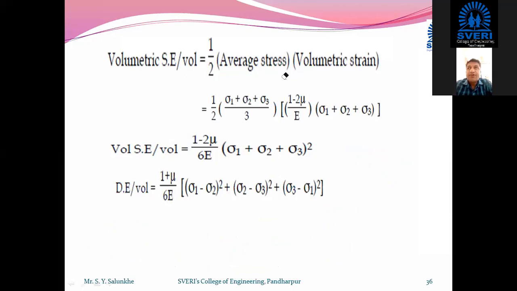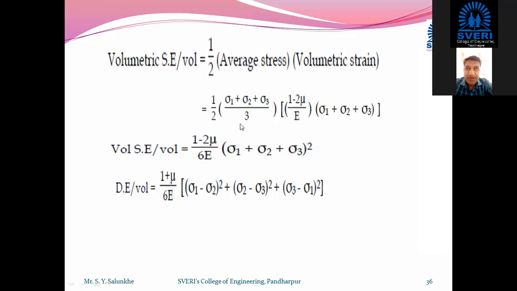So the volumetric strain energy is equal to half of the average stress into volumetric strain. That is epsilon y sigma y. So in case of formulae, how are we going to calculate it? Half of the (sigma 1 plus sigma 2 plus sigma 3) divided by 3. That is the average we are going to take. Into bracket 1 minus 2 mu over E into (sigma 1 plus sigma 2 plus sigma 3). Okay. That is the volumetric strain energy.